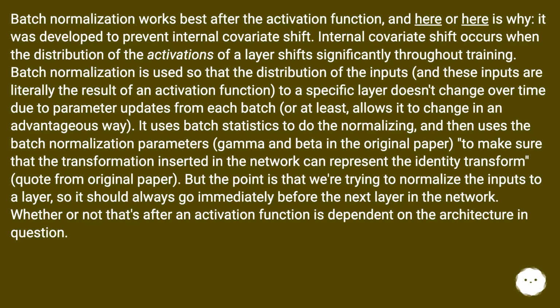It uses batch statistics to do the normalizing, and then uses the batch normalization parameters, gamma and beta in the original paper, to make sure that the transformation inserted in the network can represent the identity transform, quote from original paper. But the point is that we are trying to normalize the inputs to a layer, so it should always go immediately before the next layer in the network. Whether or not that's after an activation function is dependent on the architecture in question.